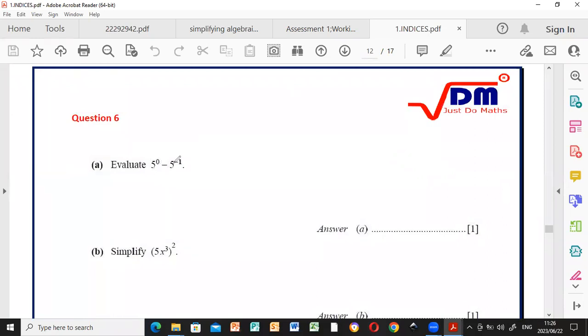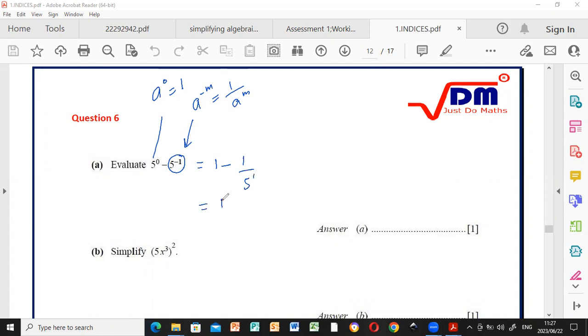So now 5 to the power of 0, we get 1, minus 5 to the power of negative 1. Here we know that any number to the power of 0 gives us 1. And we also know that a to the power of negative m is the same as 1 over a to the power of positive m. So you can apply that law here. What is 5 to the power of negative 1? It's 1 over 5 to the power of positive 1.